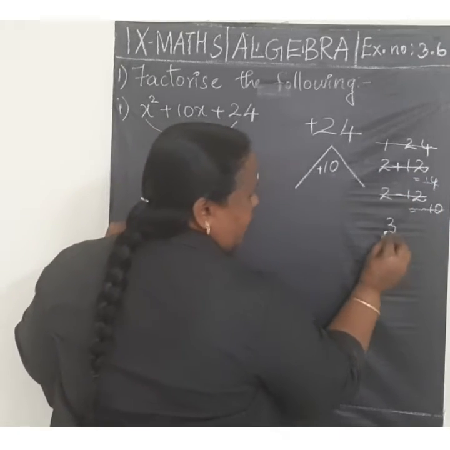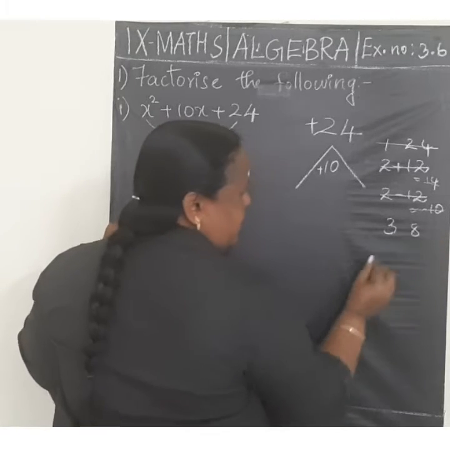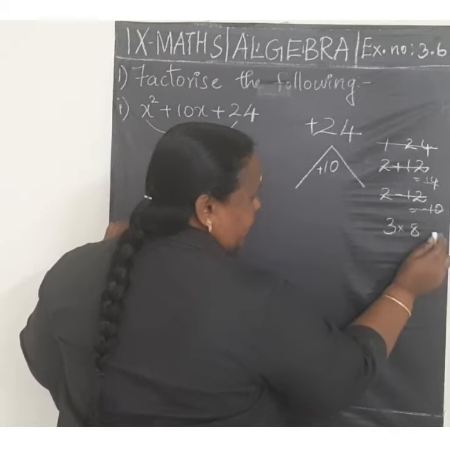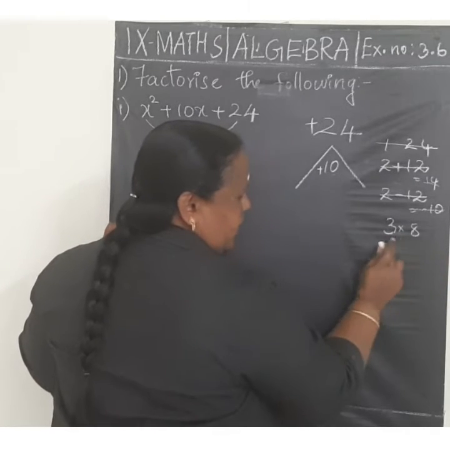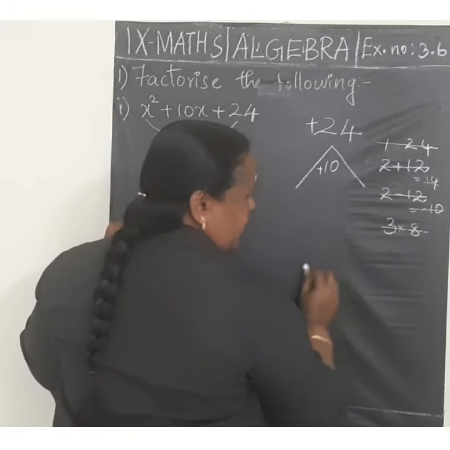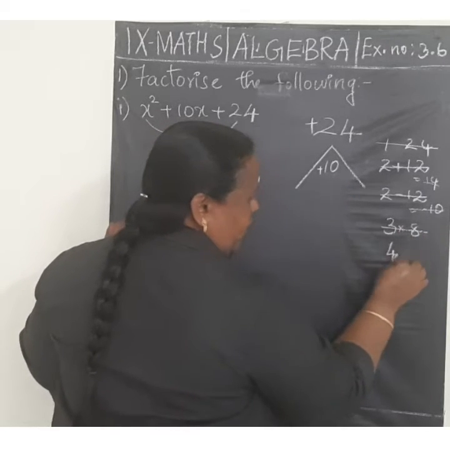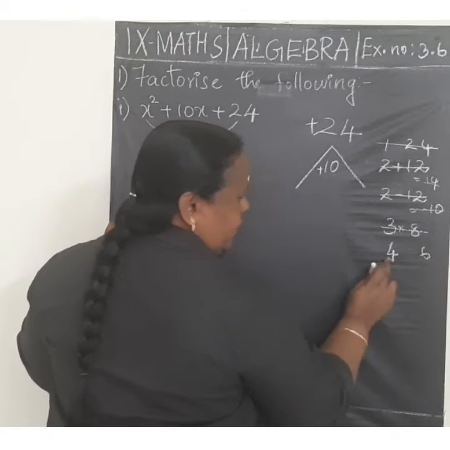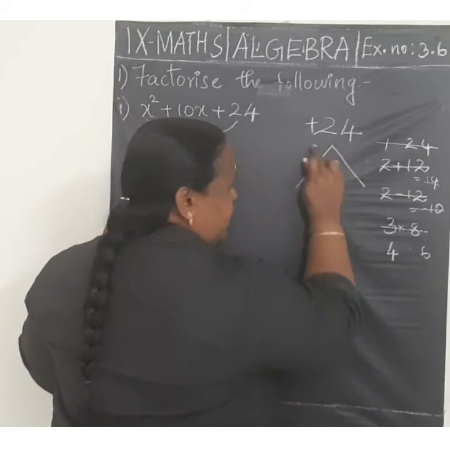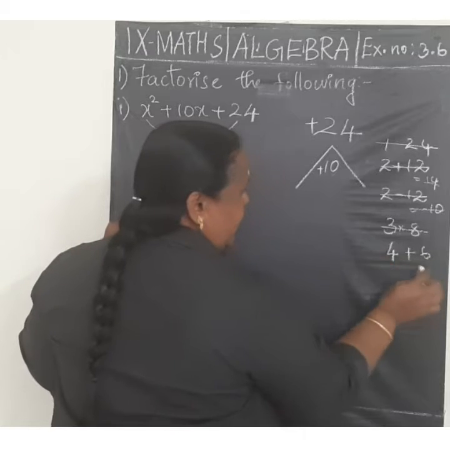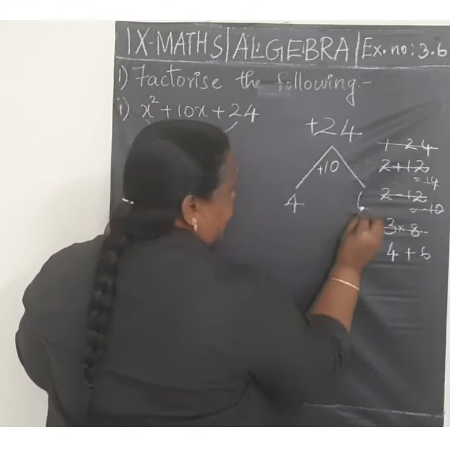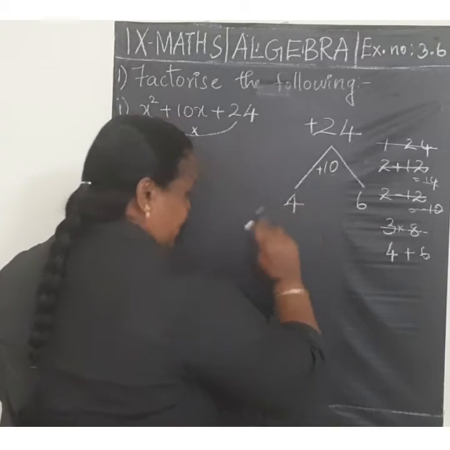Next, 3 into 8 is 24. 3 and 8, 3 into 8 is equal to 24. If we add, 3 plus 8 is 11, we are not getting 10, so we can't take this. Next, we go for the 4 table. 4 sixes are 24. If we add these, we get plus 10. So we will take the two factors as 4 and 6.